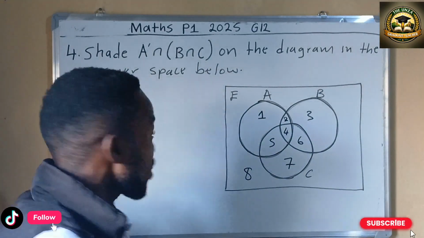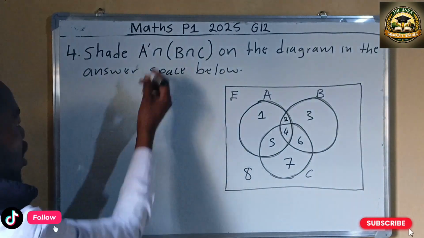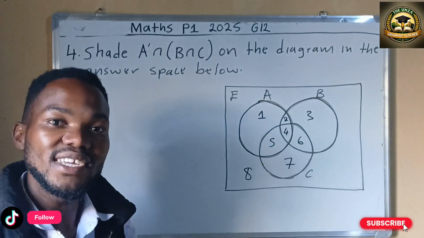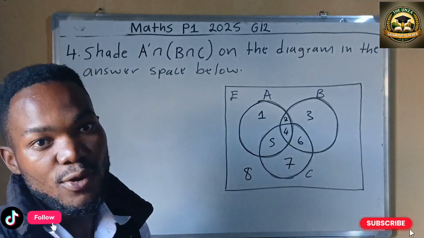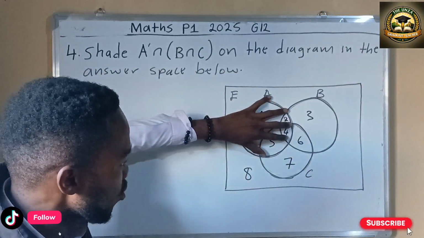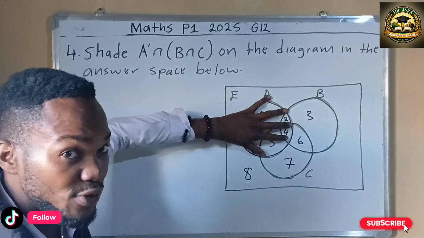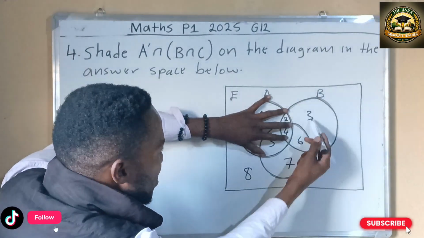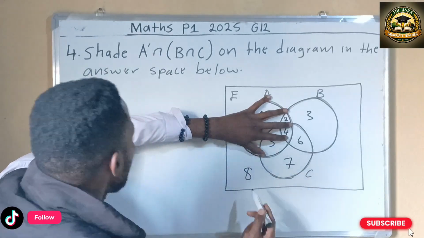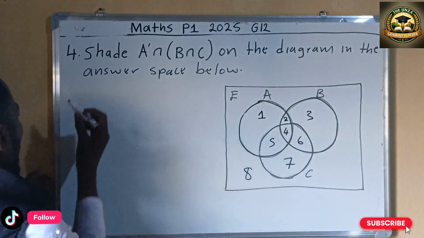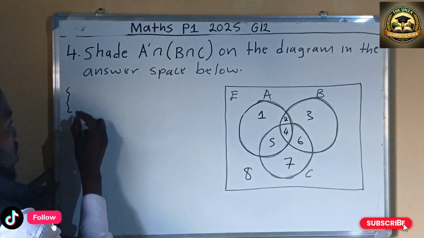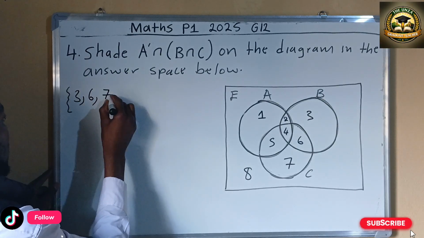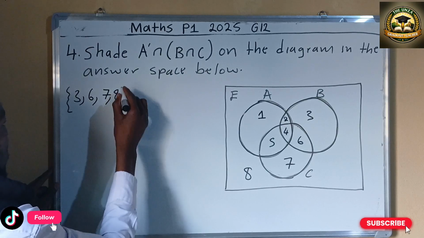So let us solve the question. The question said A complement. When they tell you A complement, that means it is a set that is not needed in the universal set. So they are telling you to remove A, and those values that you are going to remain with, that's A complement. That means A complement is 3, 6, 7, 8. So here you are going to put A complement, which is 3, 6, 7, 8.